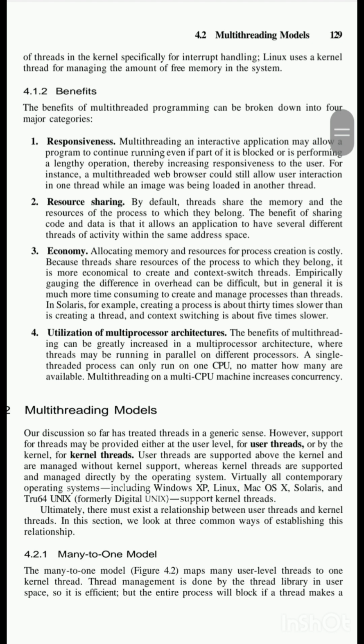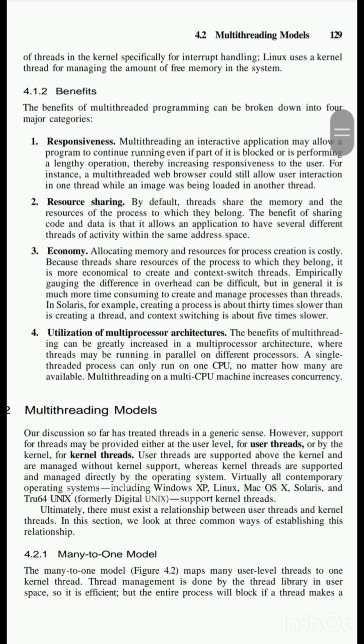In multi-threading models, support for threads may be provided either at user level, for user threads, or by the kernel, for kernel threads. There must be a relationship between user threads and kernel threads. Three common ways of establishing this relationship: first one is many-to-one. In many-to-one, user-level threads are mapped to a single kernel thread, as shown in the figure. We can refer to diagram 4.2 in the textbook.